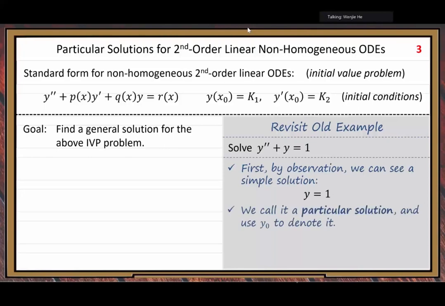So let's move to the next step: how to use this particular solution. We use y0 to denote this particular solution, so this equation is satisfied. Our goal is to find the general solution of this one, but currently we only have a particular solution.